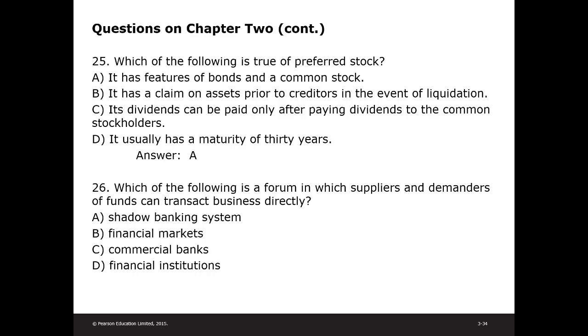Which of the following is a form in which suppliers and demanders of funds can transact business directly? Shadow banking system? No, that's not true. Financial markets, commercial markets, financial institutions. Okay, the form in which the suppliers and demanders can meet is the financial market. So the answer would be B.